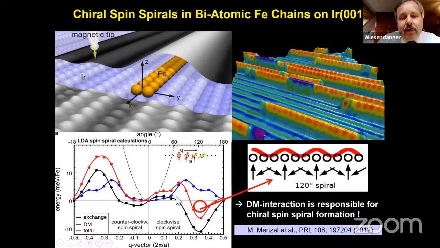And you see immediately, of course, that it's only the DMI which is asymmetric with respect to 0. So it fixes rotational sense. And this was all in beautiful agreement and reported in this paper here. So that was a possibility to study also spiral states in quasi one-dimensional systems. I will come back to that topic later at the very end of my talk.